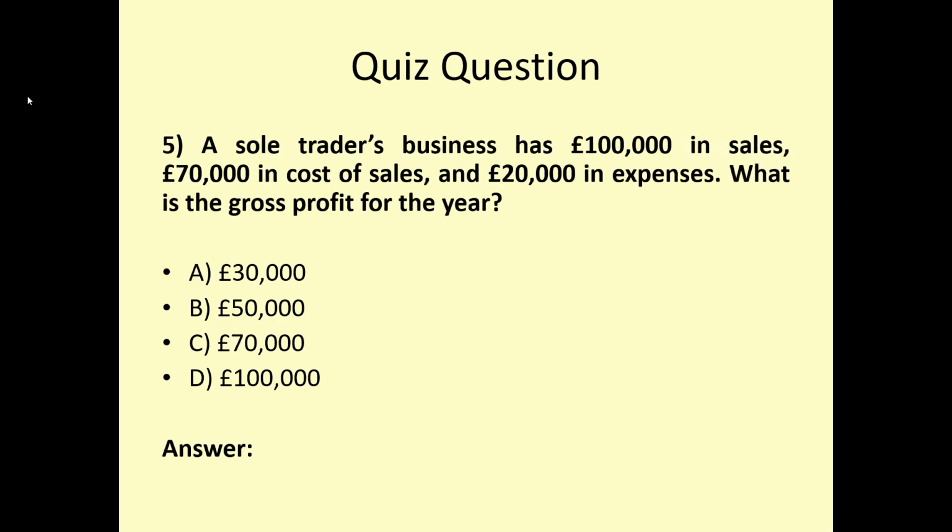Question 5. A sole trader's business has £100,000 in sales, £70,000 in cost of sales, and £20,000 in expenses. What is the gross profit for the year? Is it A. £30,000, B. £50,000, C. £70,000, or D. £100,000?